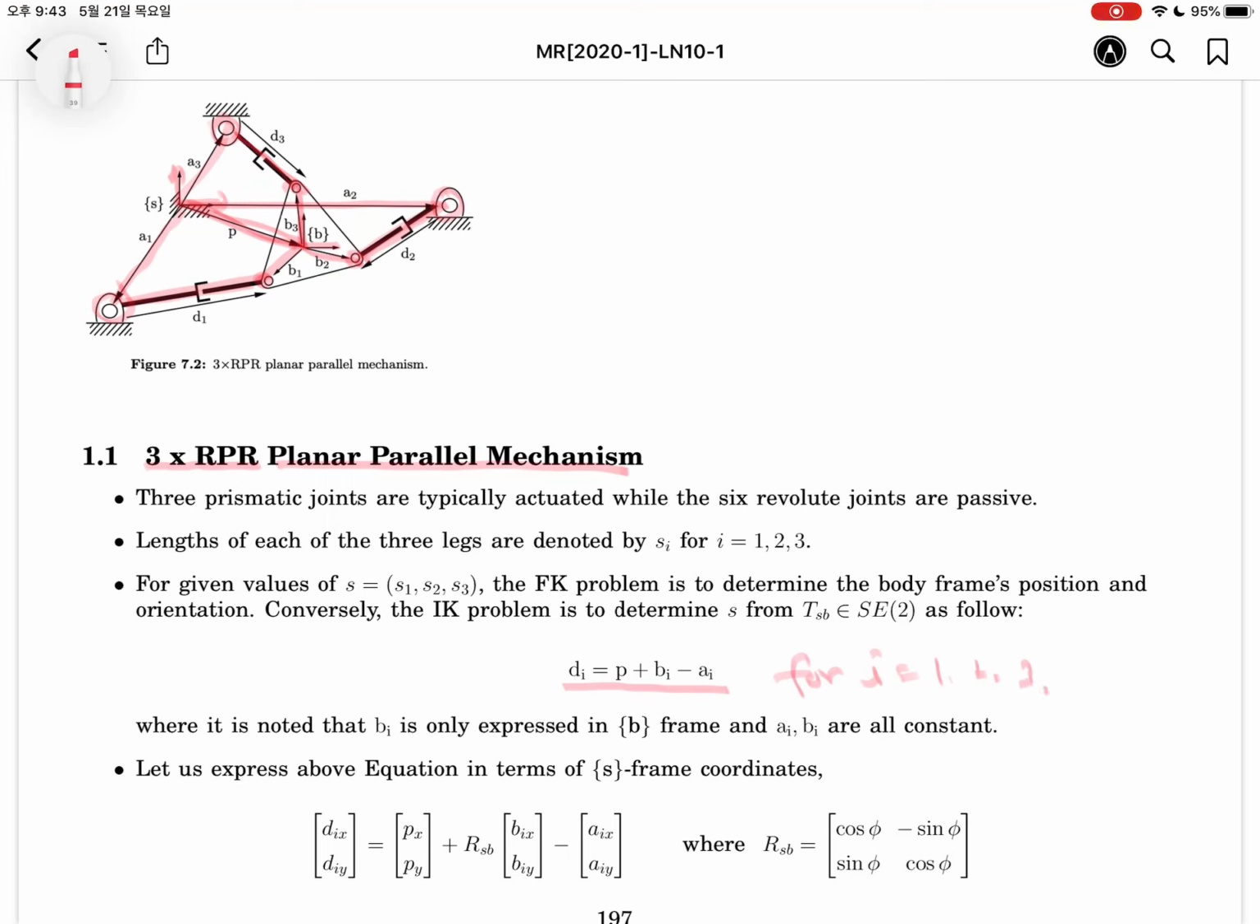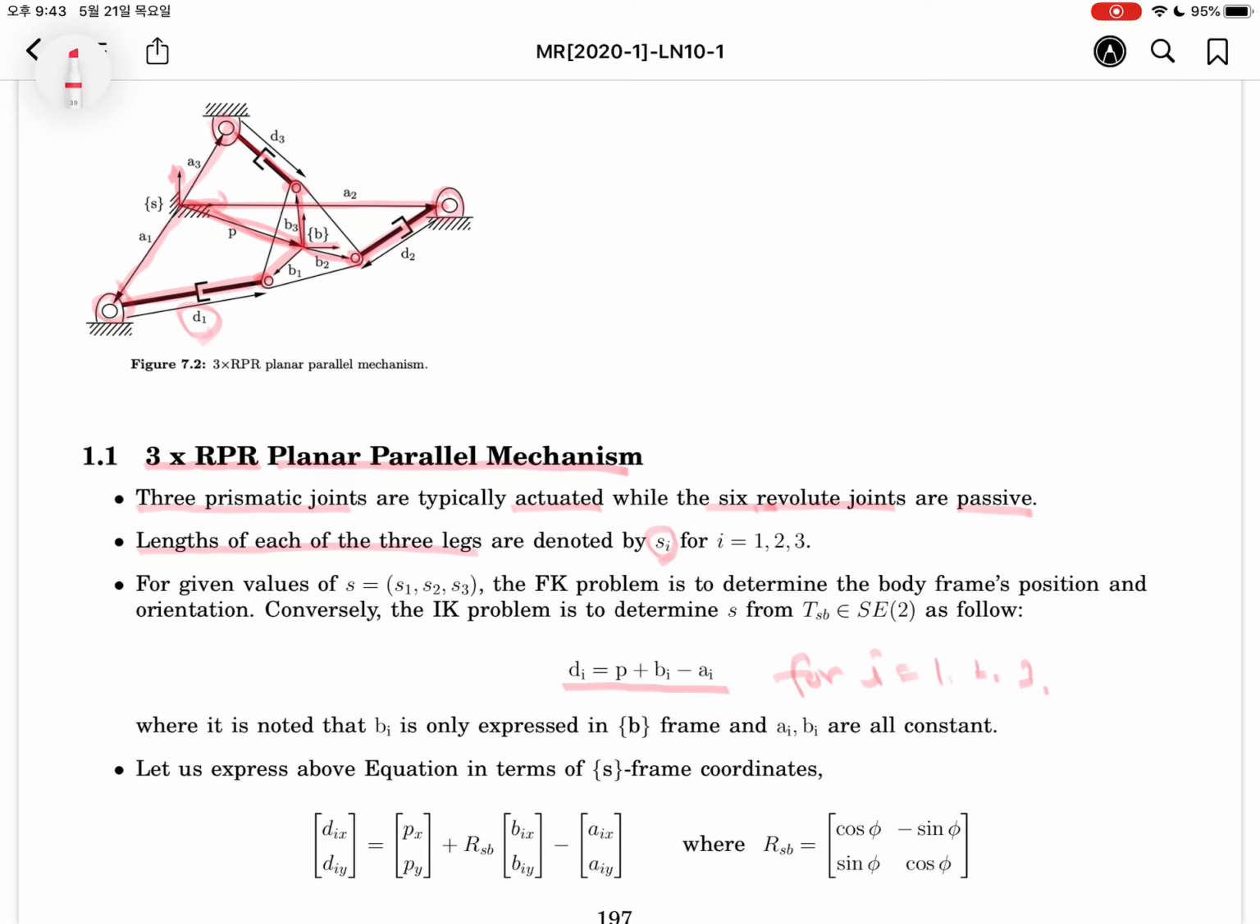Okay, here we will attach the actuator to the prismatic joint. So the 3 prismatic joints are typically actuated, but the 6 remaining revolute joints are passive, just to move if you apply some force to this mechanism. The length of each of the 3 legs will be denoted by s, so the absolute value of s can be obtained by taking the square root of this vector.